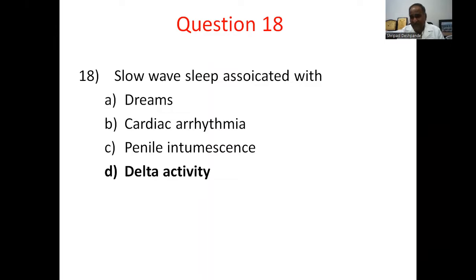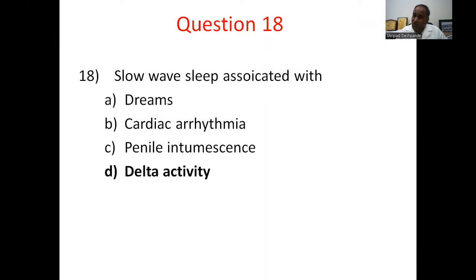Maybe I will read it again, because this is how the question paper has come. Slow wave sleep is associated with: option A, dreams; option B, cardiac arrhythmia; option C, penile intermissions; option D, delta activity. Slow wave sleep, what happens?